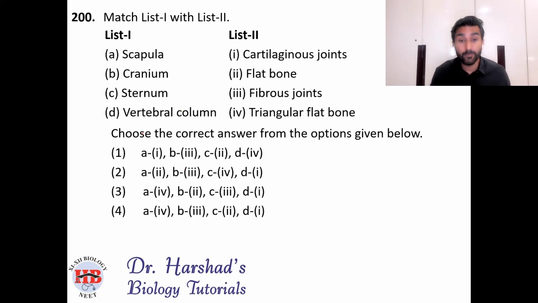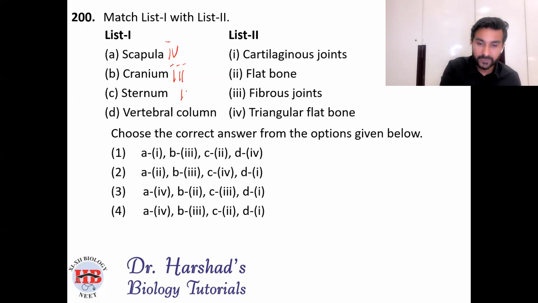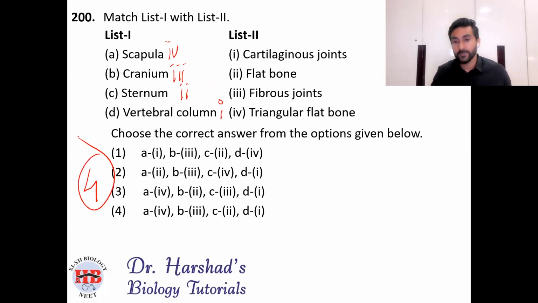This is a match the column about your bone types and your joint types. Now, scapula, if you remember, is a triangular flat bone, so A would match with 4. Cranium contains sutures, which are fibrous joints, so B would match with 3. Sternum is a flat bone present in the mid-ventral part, so C would match with 2. Vertebral column has intervertebral discs, which are cartilaginous joints, so D will match with 1. So A4, B3, C2, D1. Yes, that's your option number 4.